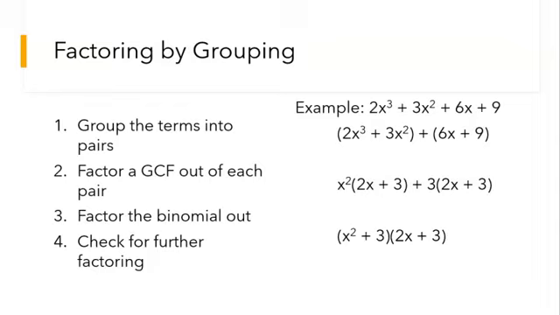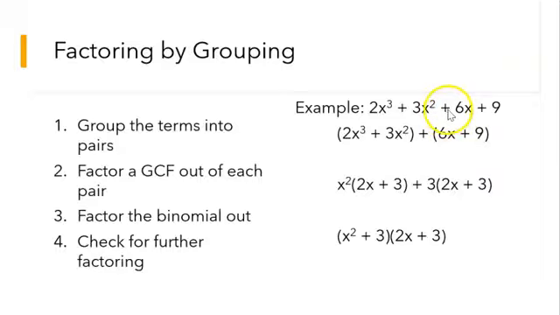And what we're going to do is we're going to take our polynomial and group the terms into pairs. So notice in my example over here, I took the first 2 terms and I put parentheses around them. Then I took the next 2 terms and I put parentheses around them. I like to leave a plus sign here because if you don't, it's going to look like multiplication. That's not what's happening. This was all adding.